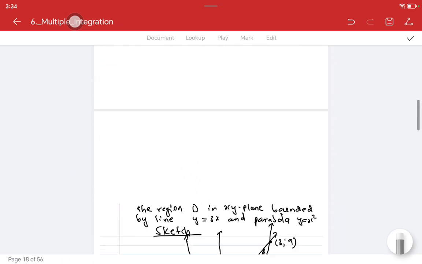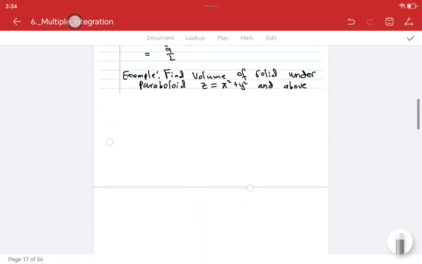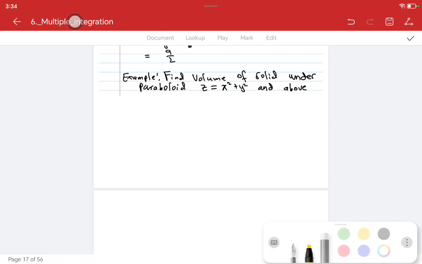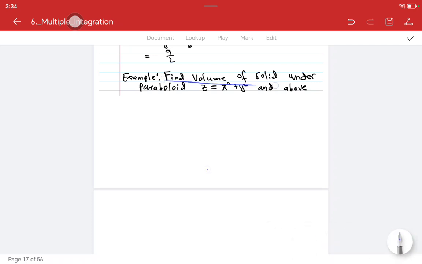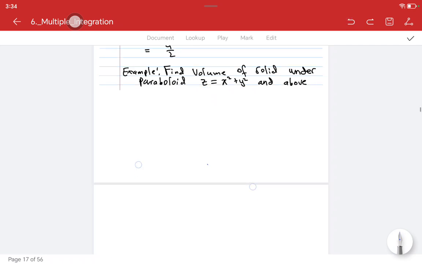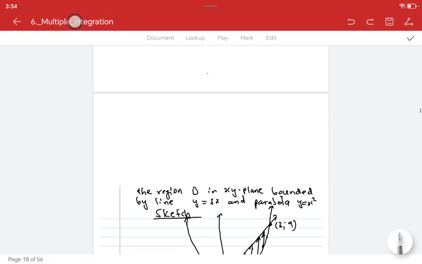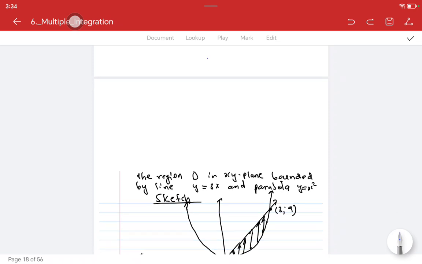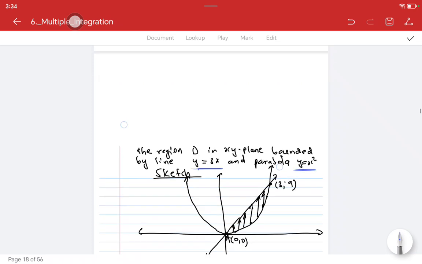Okay, here's the other question. They say find the volume of the solid under the parabola. So this is just the inside equation which they want: under the paraboloid z equals x squared plus y squared, and above the region D in the xy plane, bounded by the lines y equals 3x and y equals x squared.